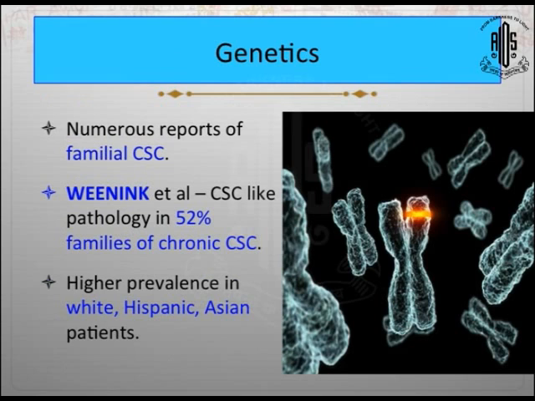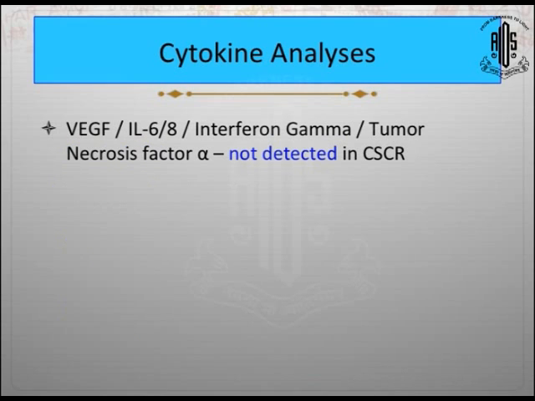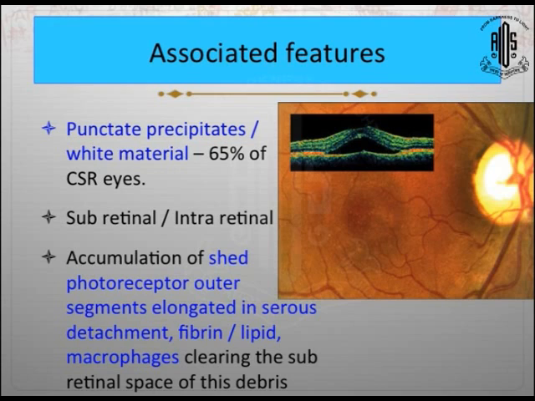Coming to genetics, numerous reports have been there of familial CSC, and Weenig et al. supported this in their series, noting 52% of families with chronic CSC. Higher prevalence was seen in white, Hispanic, and Asian patients. In cytokine analysis, nothing was detected in CSR patients, such as VEGF, interleukin 6 and 8, interferon gamma, and tumor necrosis factor.